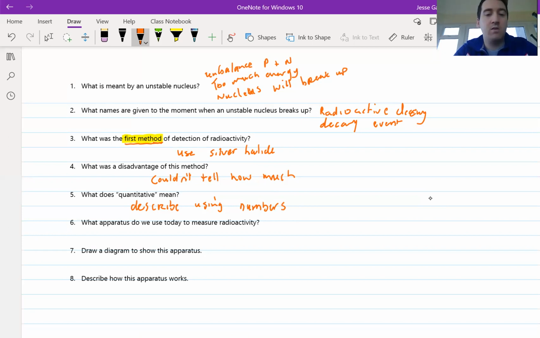What apparatus do we use today to measure radioactivity? That would be a Geiger-Muller counter or a Geiger-Muller tube, sometimes called by either of these names. Draw a diagram to show the apparatus. I'm going to scroll back over to that diagram in a second and describe how this apparatus works.